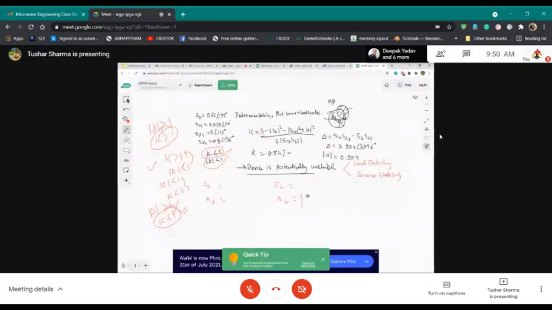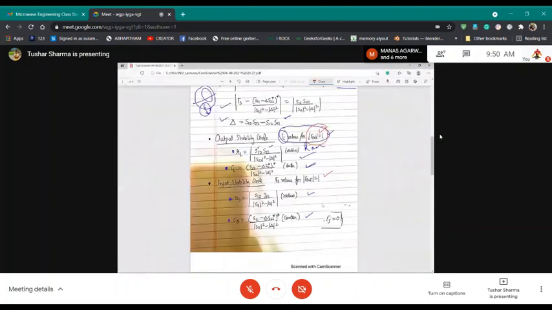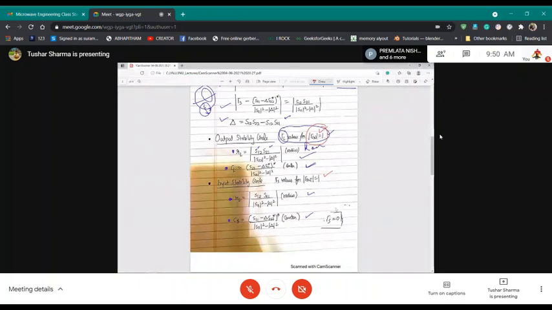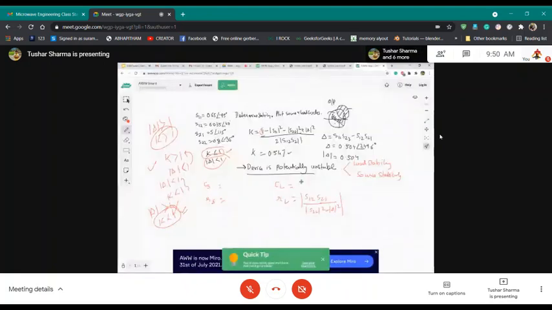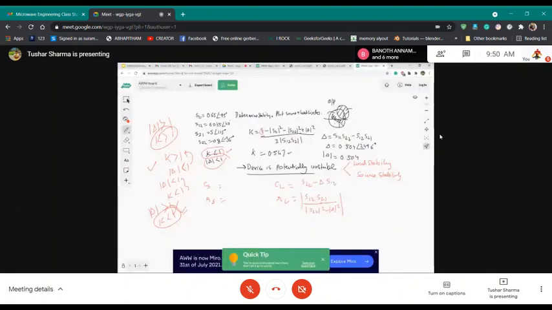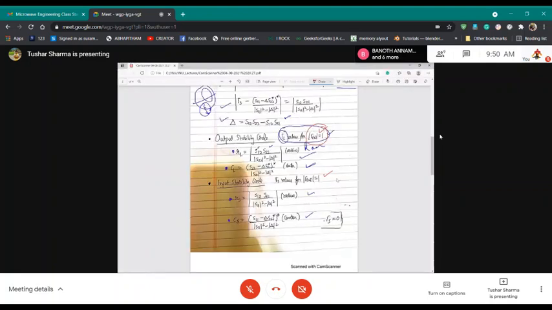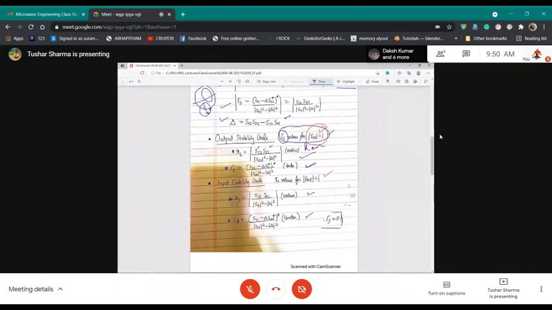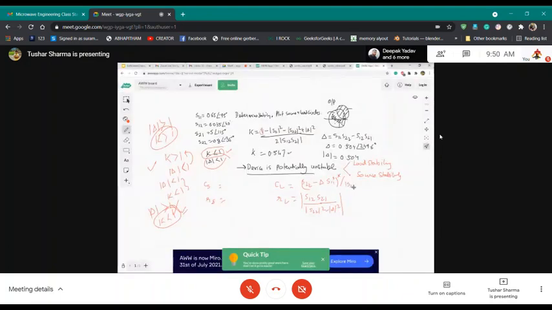First let's do RL. So RL is S12 S21 over magnitude of S22 whole square minus delta whole square. This is your RL. And CL is S22 minus delta S11 conjugate, the conjugate of the whole thing, divided by magnitude S22 square minus delta whole square.